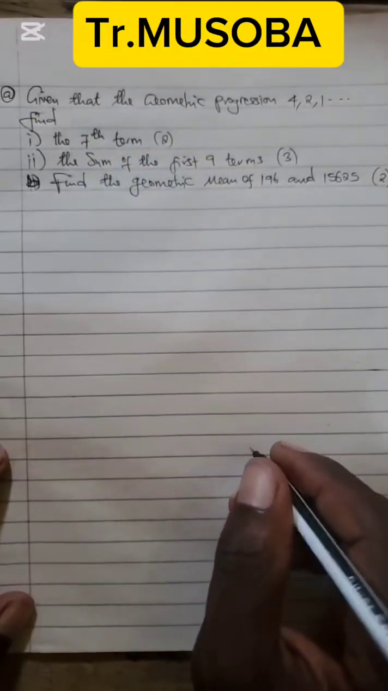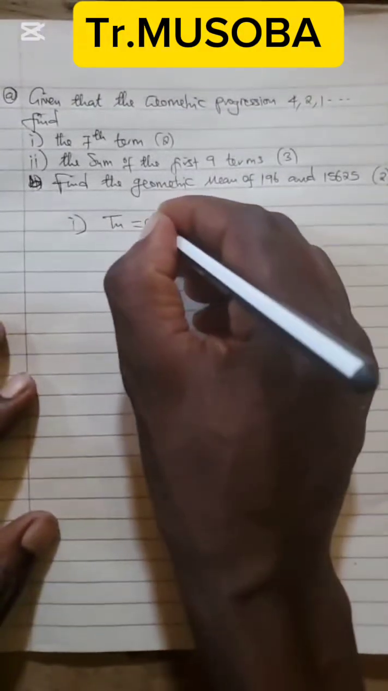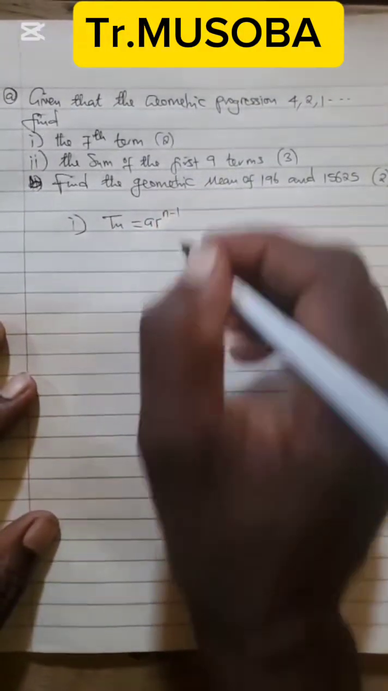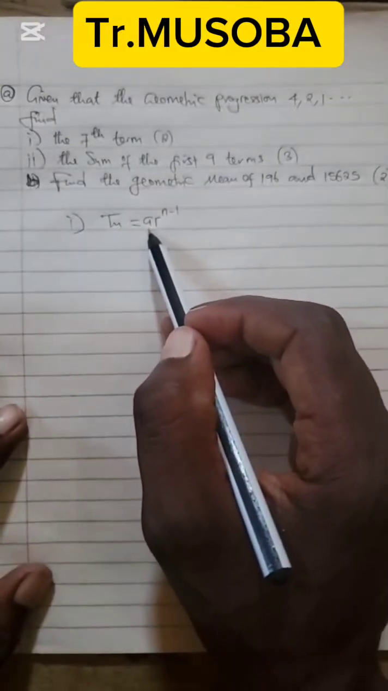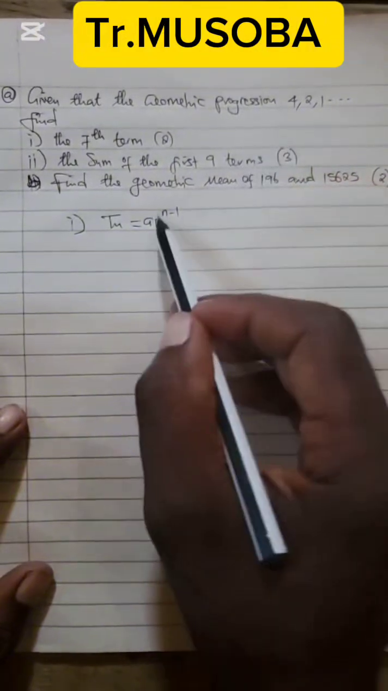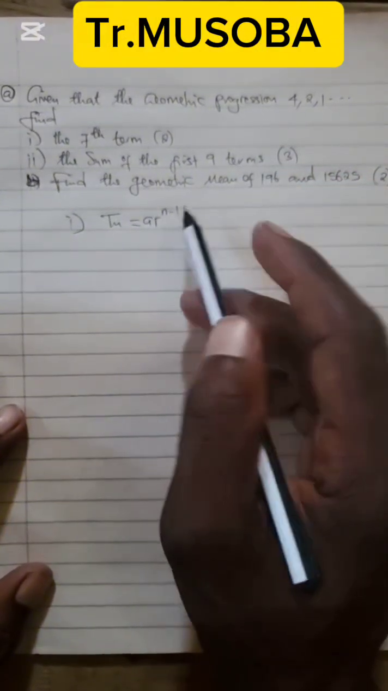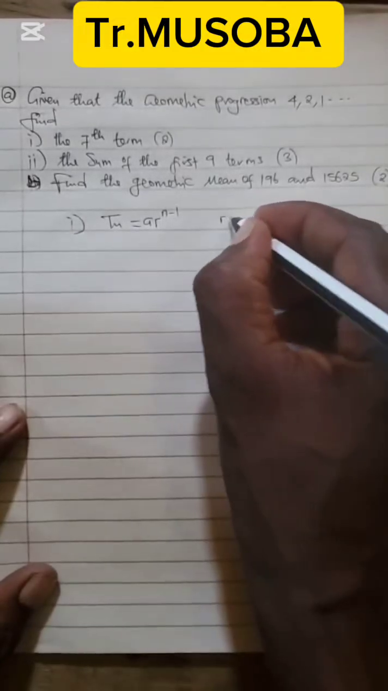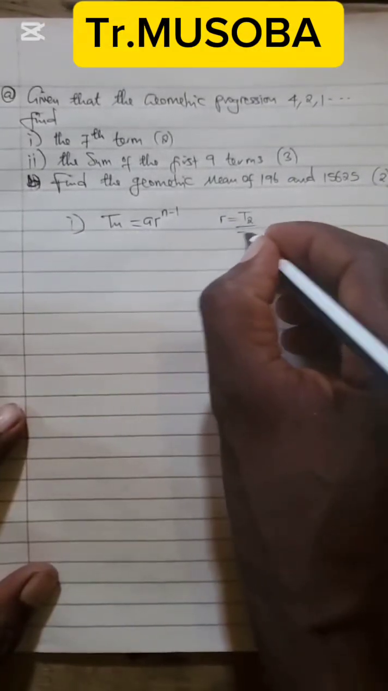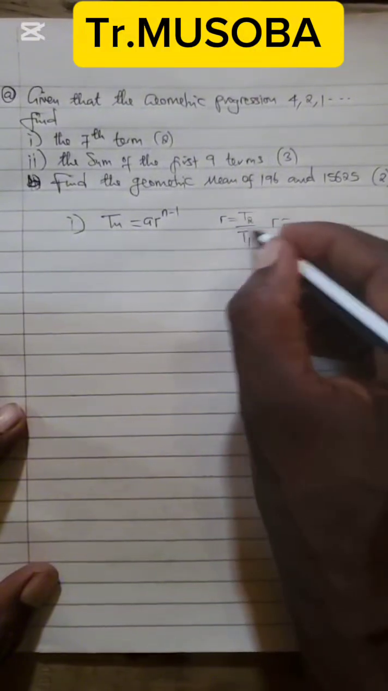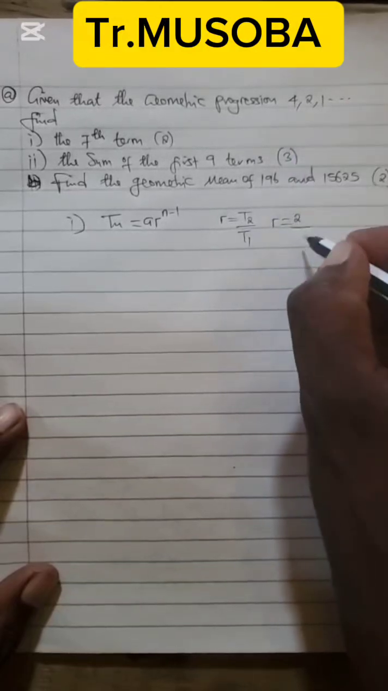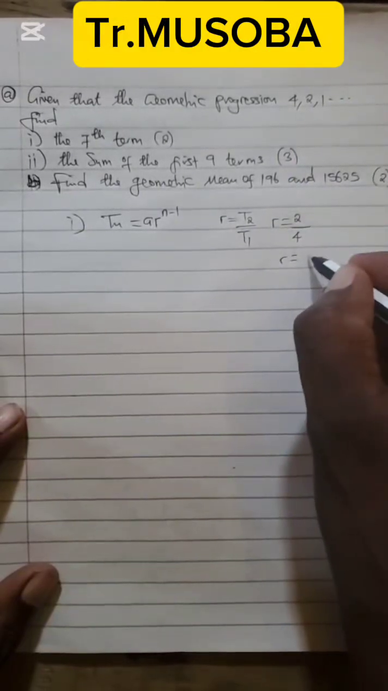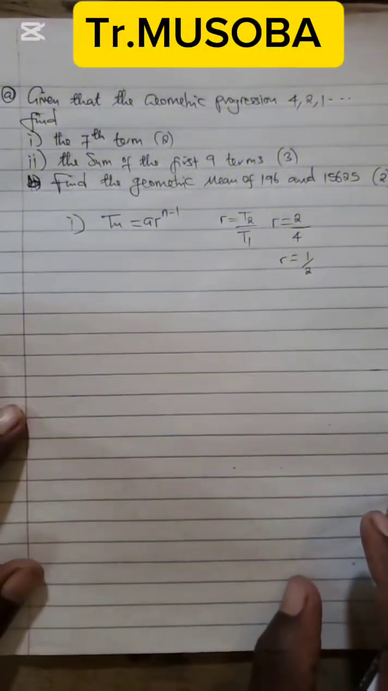Remember, to find the seventh term without wasting much of our time, we say Tn is equal to A R^(n minus 1). That is the formula we are going to use. Now, we have A, which is the first term. In this case, it is 4. Now, we find the value of R, which is the common ratio. So we say R is equal to T2 over T1. T2 is the second term, so the second term here is 2, over the first term, which is 4. And we reduce it, we are going to have 1 over 2 as the value of R.